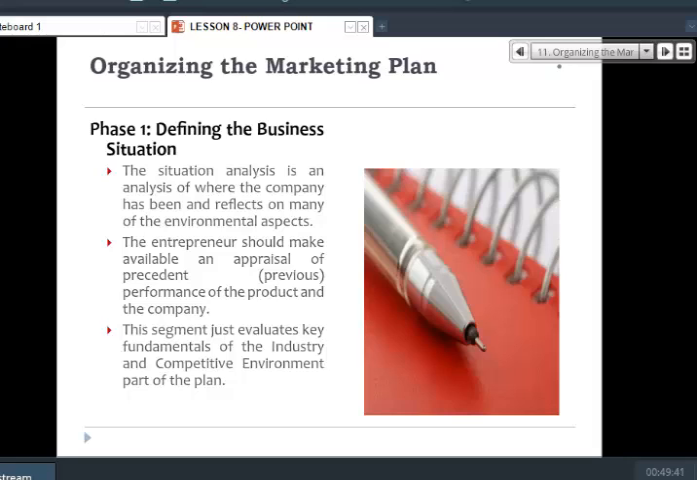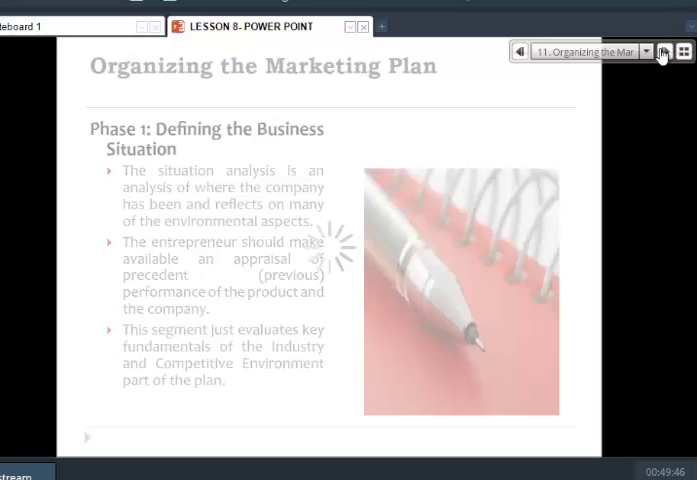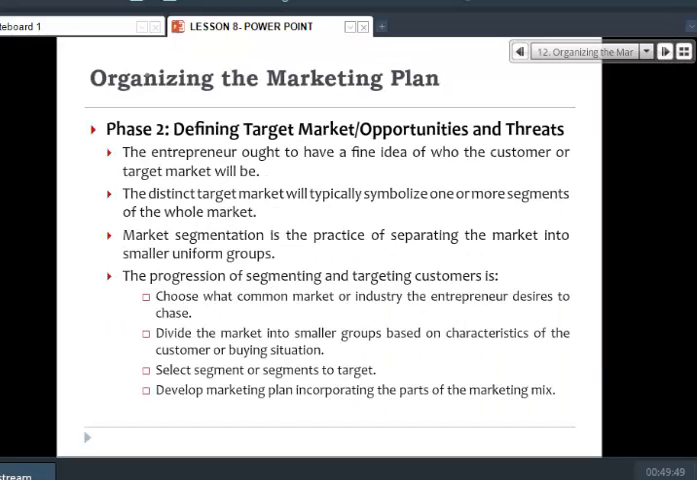So this segment just evaluates the key fundamentals of the industry and the comparative environment part of the plan. Define the target market, the opportunities and threats. The entrepreneur here ought to have a fine idea of who the customer target market will be. Also, the distinct target market will typically symbolize one or more segments of the whole market. So market segmentation is the practice of separating the market into smaller uniform groups.